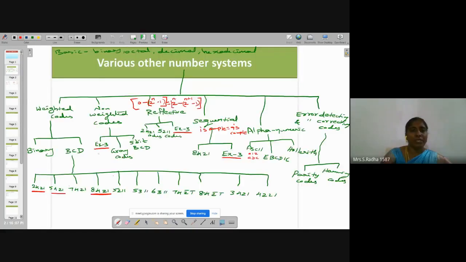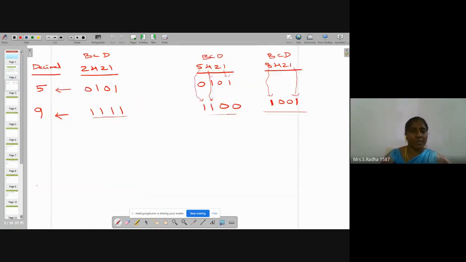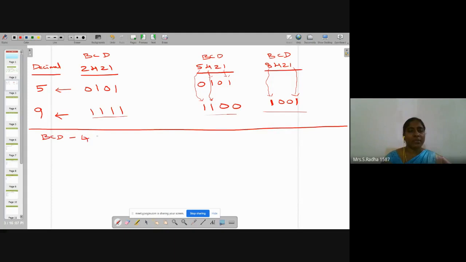Now you know what is XS3. General BCD number. I will go with general BCD number. This is special case BCD, it is completed. Okay, so general BCD number, it will have 4 bits.